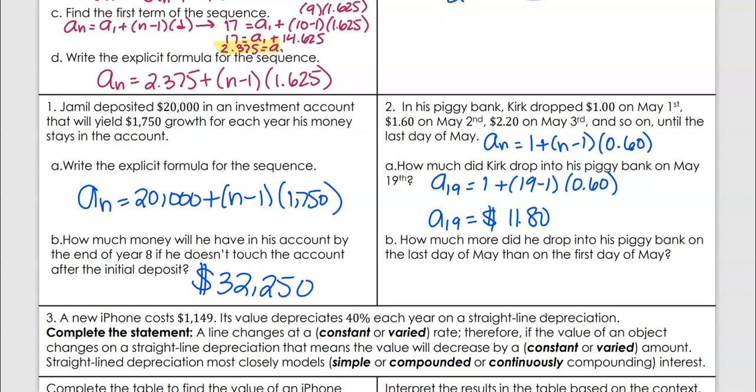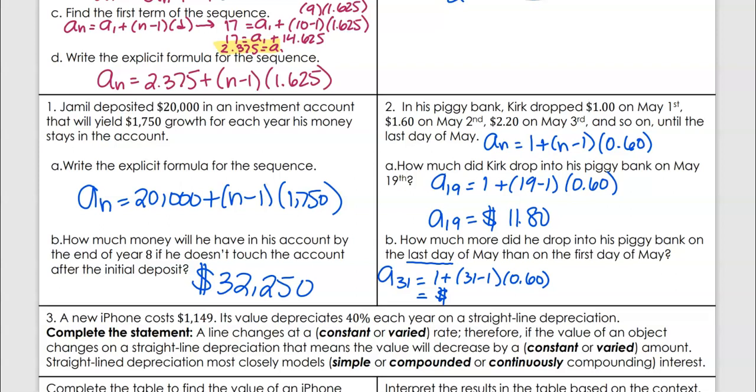Before I can answer this question, I got to figure out the last day of May. How many days are in May? 31. So you have to figure out A sub 31 first. That's the last day. What did he drop on the last day? $30. Or he dropped $31.46. The difference is $30. That's not what I had.